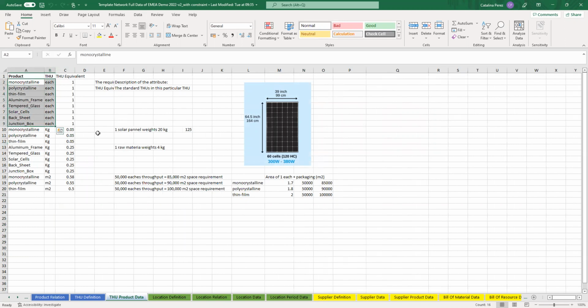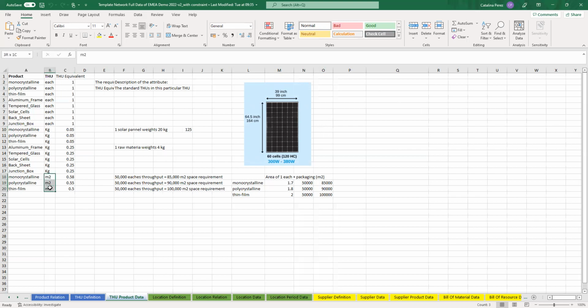First of all, we have to write down the product and the THU each, and because it's the same one as our base unit, the THU equivalent is 1. Now let's take a look at kilograms. We already know that one solar panel weighs 20 kilograms. So the question we need to ask ourselves is, how many eaches fit into 1 kilogram? We need to divide 1 over 20, and that gives us 0.05. So what I'm saying is that 1 kilogram of solar panel is 0.05 eaches.